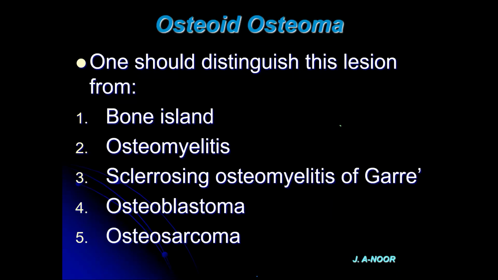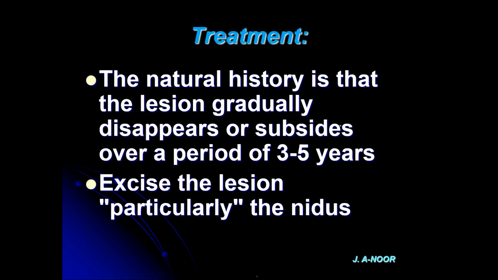One should distinguish this lesion from a bone island, osteomyelitis, sclerosing osteomyelitis, osteoblastoma, and osteosarcoma. The natural history is that the lesion gradually disappears or subsides over a period of 3 to 5 years. Excise the lesion, particularly the nidus, if necessary.